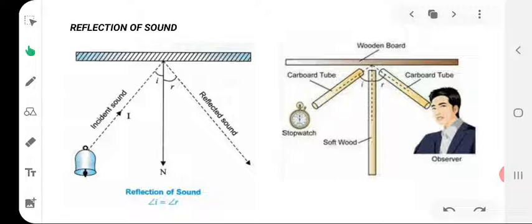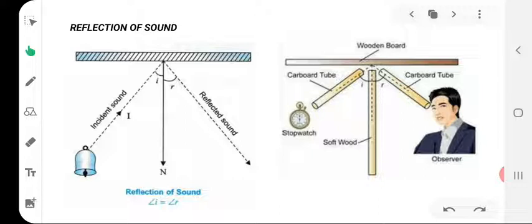Now as you can see, when the sound of this stopwatch passes through this hollow cardboard tube, it hits this wooden board and gets reflected along this line and is heard by the observer. If we measure the angles formed on both sides, so that we get the value of angle of incidence and angle of reflection, that is found to be almost equal. This actually proves the law of reflection of sound.